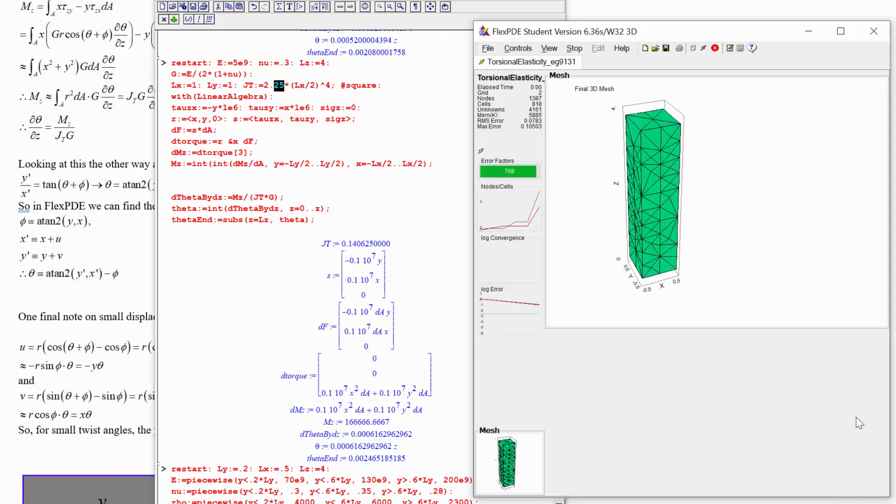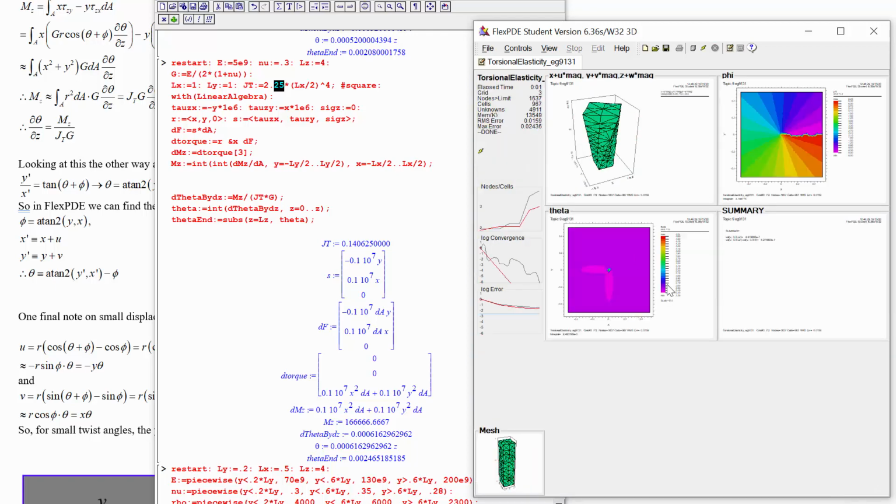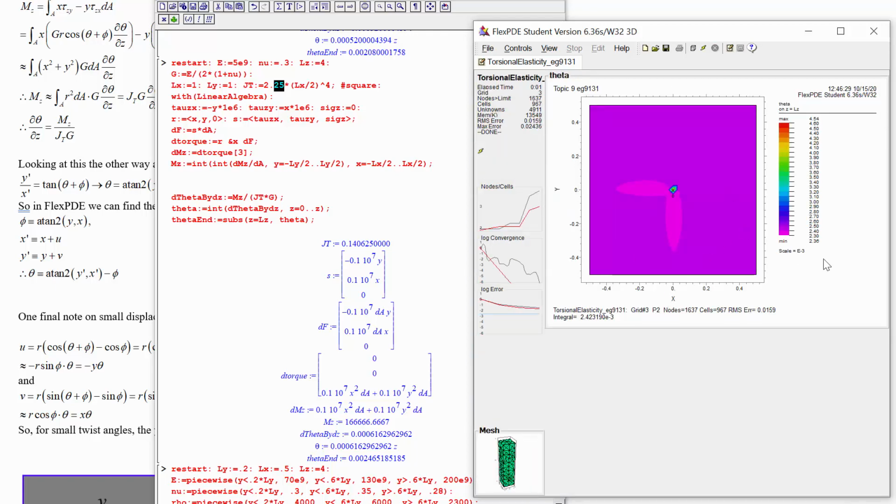Let's see. So it looks like it worked. We have a number which again is a little bit funky right around the middle, but most of the time it's this purple thing, which is about 2.3 of an angle shift, and that's pretty similar to what we got in Maple. So the plot tells you something.